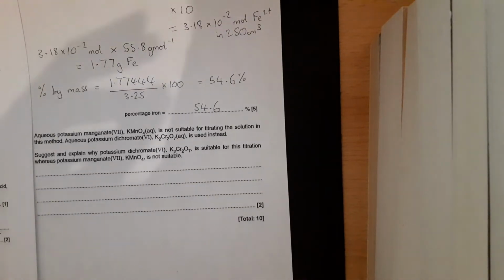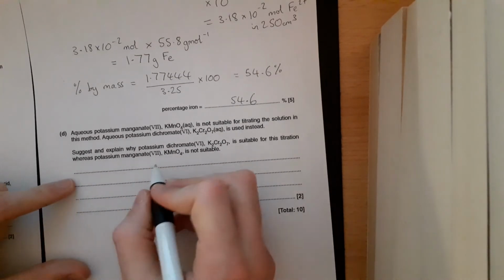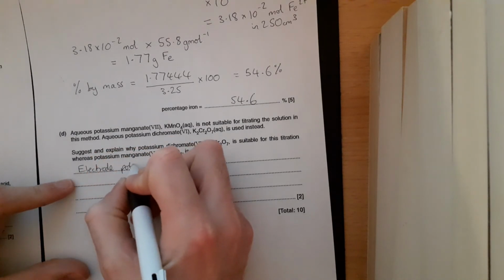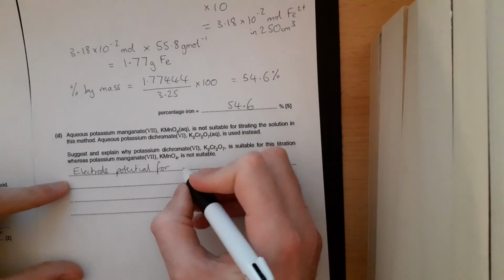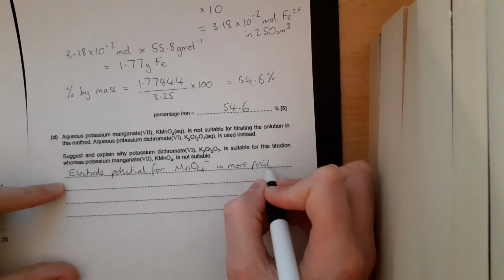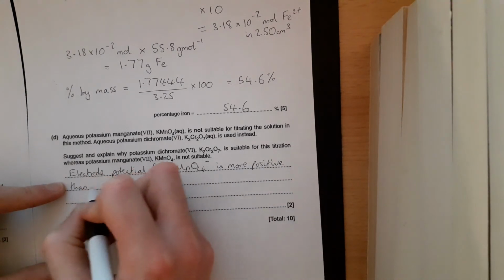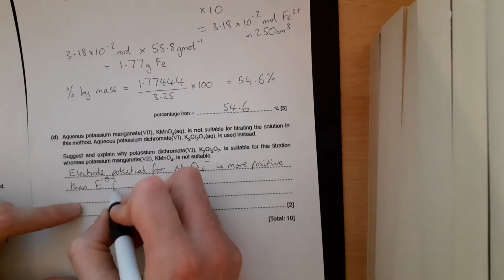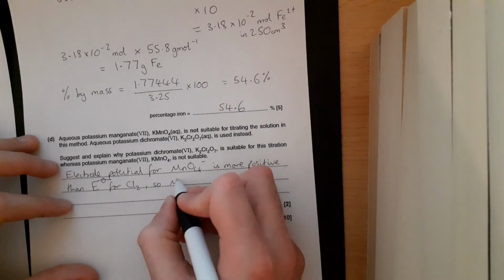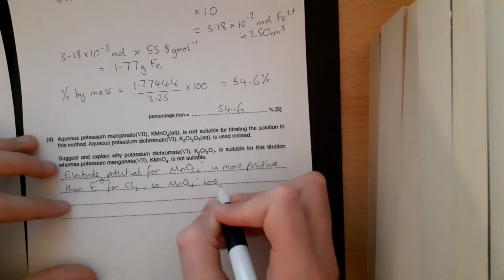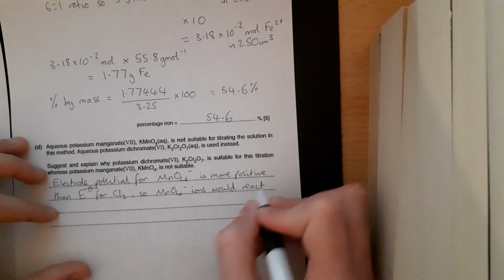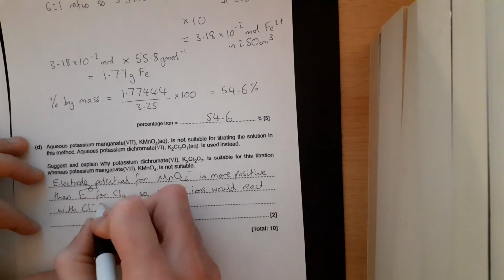Okay, that's a horrible little question. That's really sneaky. So what we want to say here is that the electrode potential for the manganate is more positive than, and I'm just going to write the electrode potential like that, than for Cl2. So MnO4 minus ions would react with Cl minus ions in the solution.